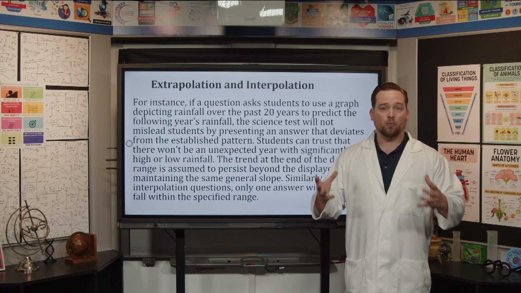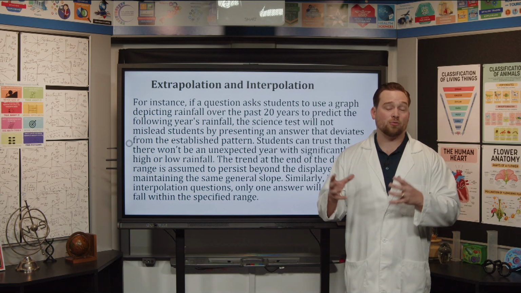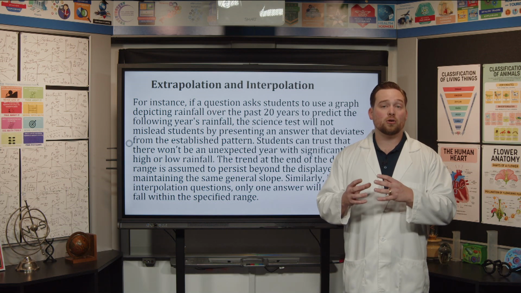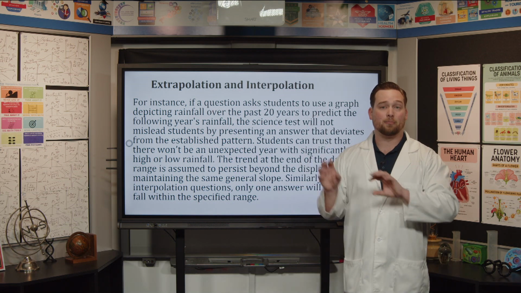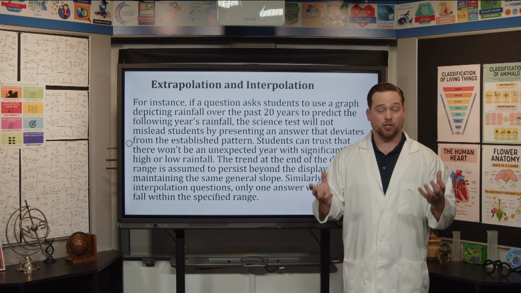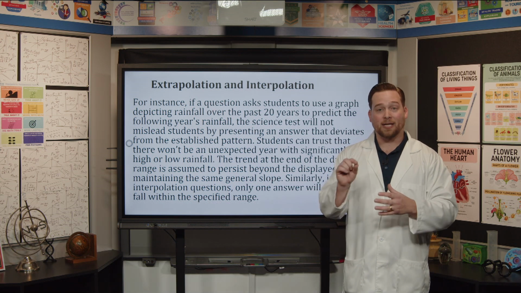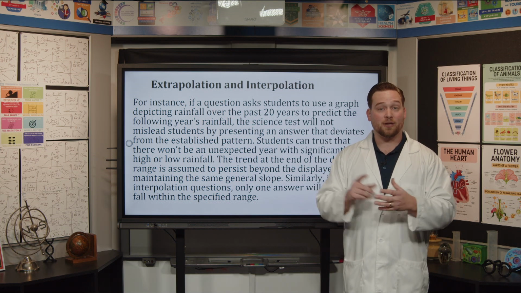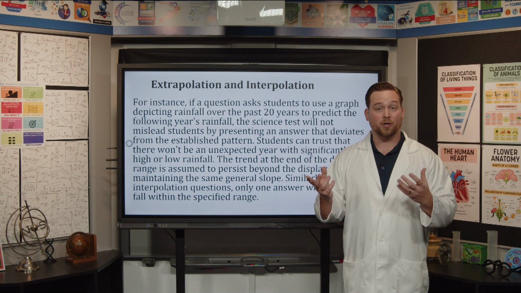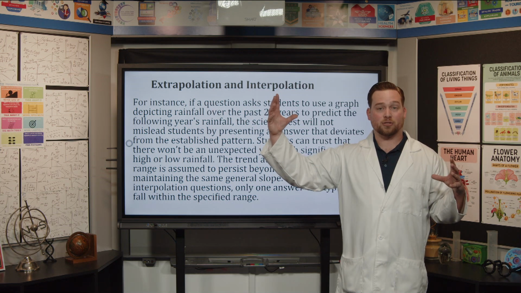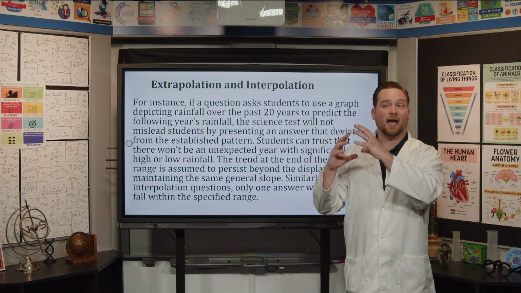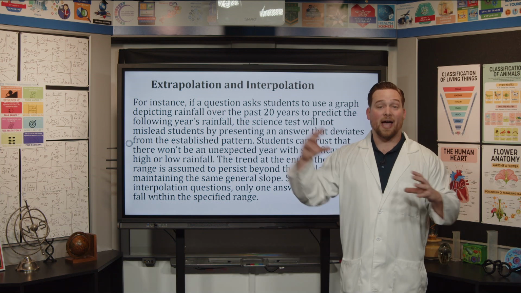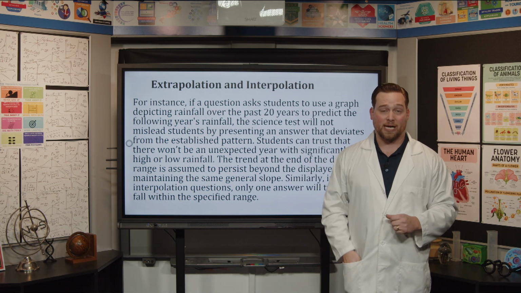Okay, so really what's going on here is that if you can find that trend or pattern, you can use that to insert data points that they're imagining. So they might say, presume or imagine if this other trial was done, where would it fall on this graph? Well, you just need to find where it would go within that trend, and that's going to lead you to the correct answer.